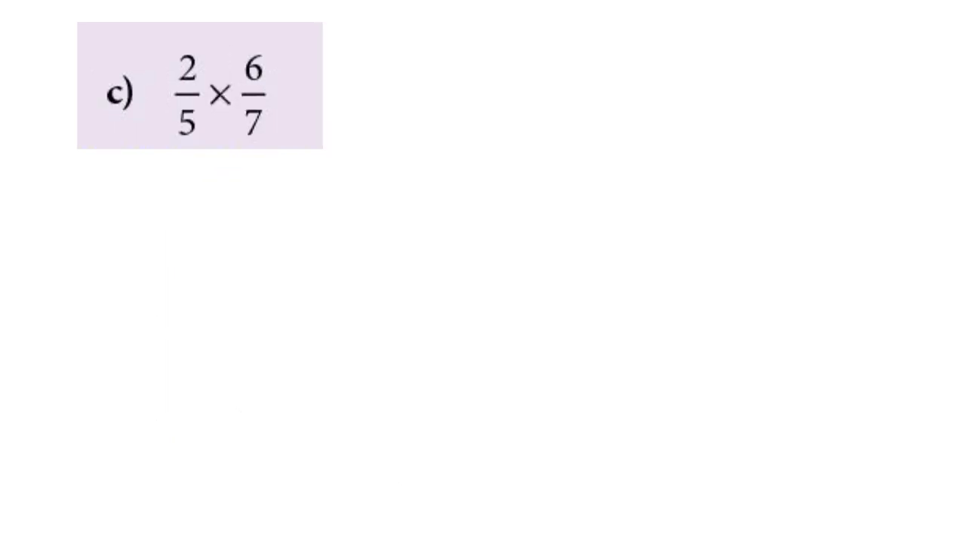Let's try this. 2 over 5 times 6 over 7. Now this is a multiplication of two fractions. How do you multiply two fractions? You simply multiply the numerators and then you simply multiply the denominators. So in this case, it's going to be 6 times 2 is 12, divided by 7 times 5 is 35. You can't simplify this fraction further. So that is your answer. Great. Let's try this.